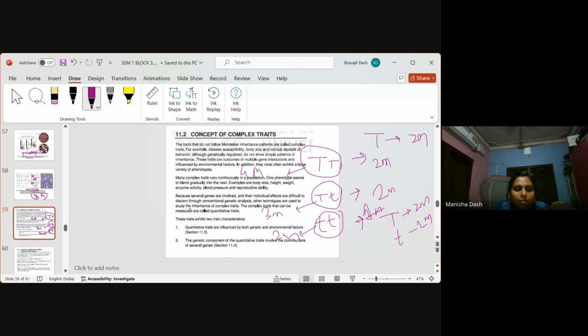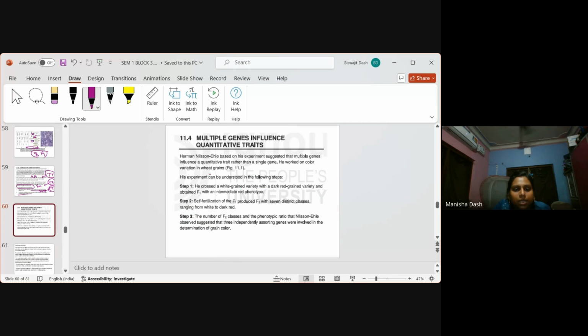So there are two main characteristics. Quantitative traits are influenced by both genetic and environmental factors. The genetic component of the quantitative trait involves the contributions of several genes. So let's see an example here.